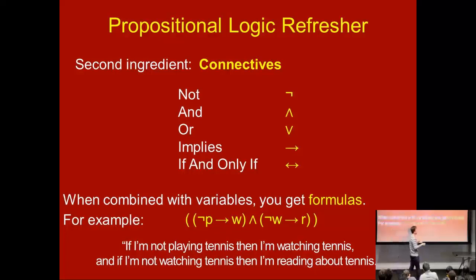When you combine these connectives with the variables, you get formulas. So you get stuff like this. This is a compound sentence, or a formula. If you remember the tennis interpretation, can anybody say what this means?